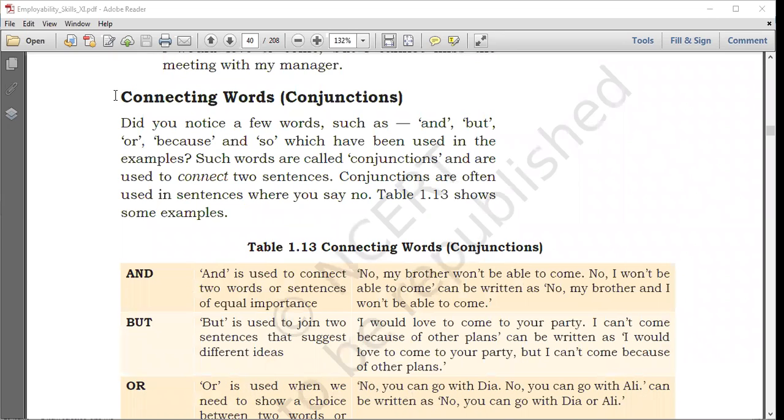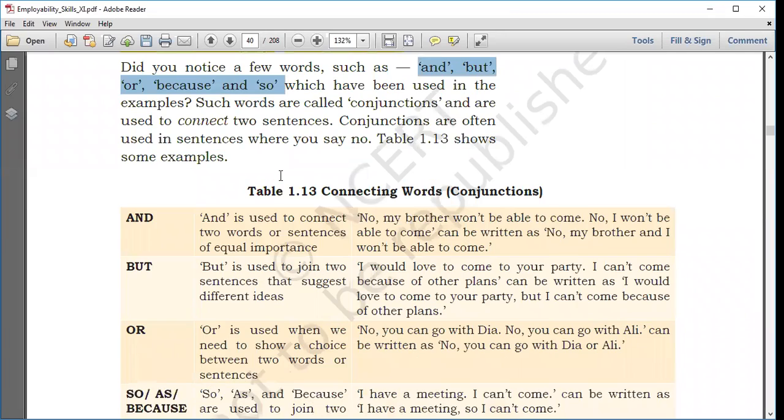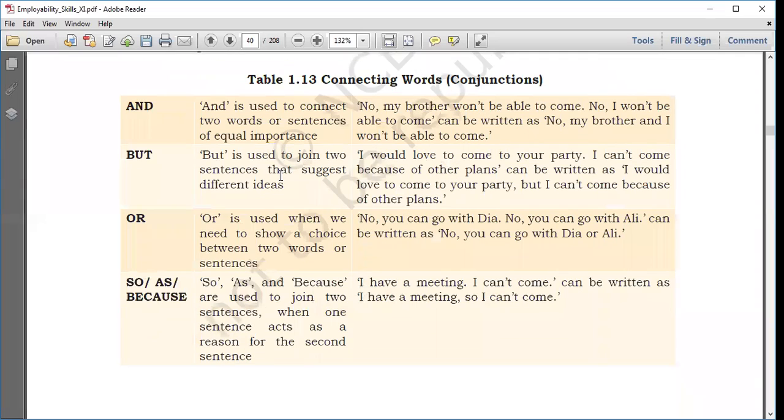Next is about connecting words. Connecting words are the words used to connect two sentences, right? These are called conjunctions, right? Various words like and, or, because, so are connecting words. इनको हम conjunctions भी बोलते हैं, right? They are often used whenever we want to join two sentences with each other. Every connecting word has a different usage.